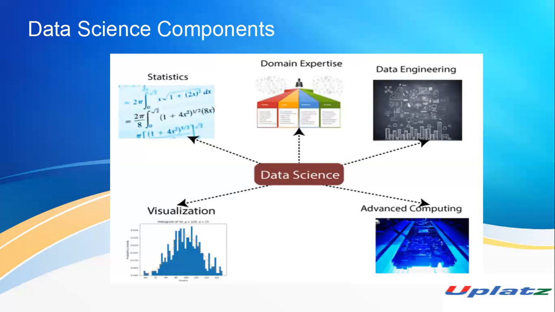Statistics is one of the most important components of data science. Statistics is a way to collect and analyze numerical data in a large amount and find meaningful insights from it. Then domain expertise. In data science, domain expertise binds data science together. Domain expertise means specialized knowledge or skills of a particular area. In data science, there are various areas for which we need domain experts.